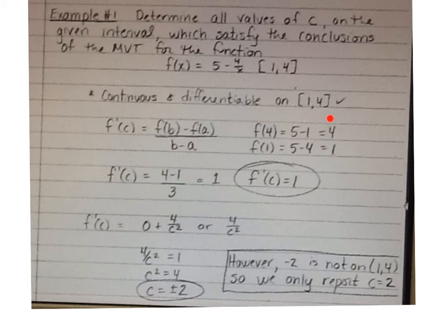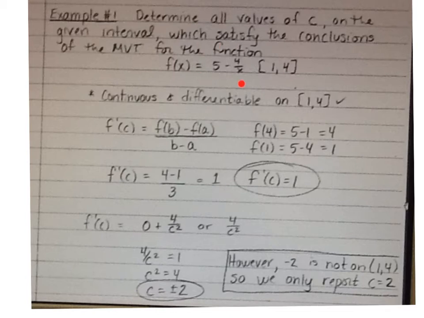Which end up being 4 and 1, oddly enough, by plugging them back into f of x. So that I have f prime of c equaling f of b minus f of a all over b minus a. So I'm looking for where f prime of c is equal to 1. Well, what's f prime of c?